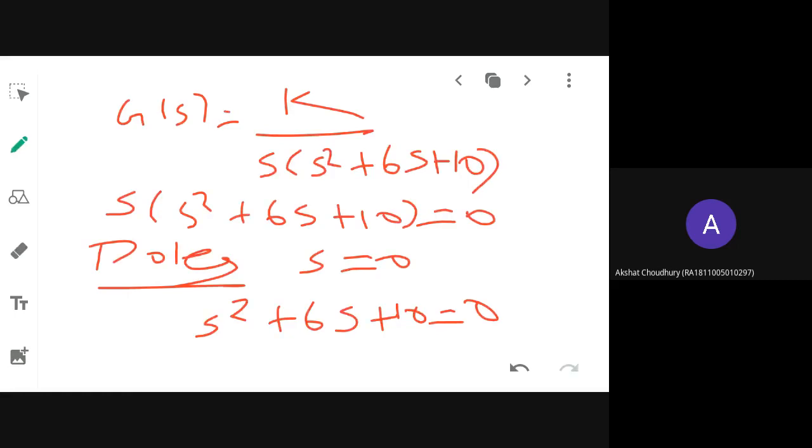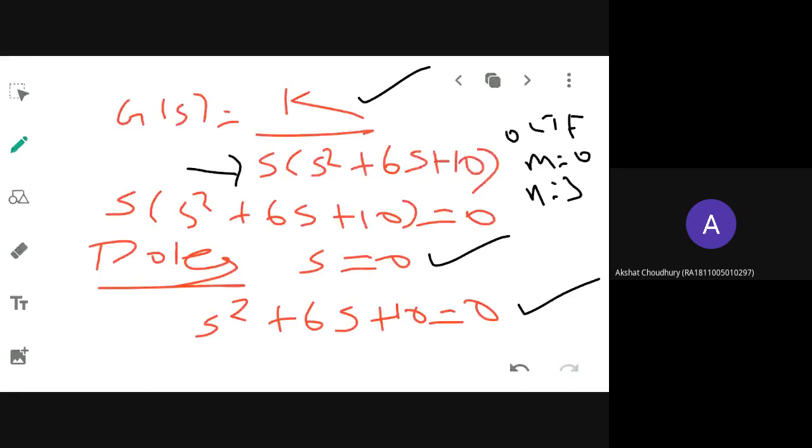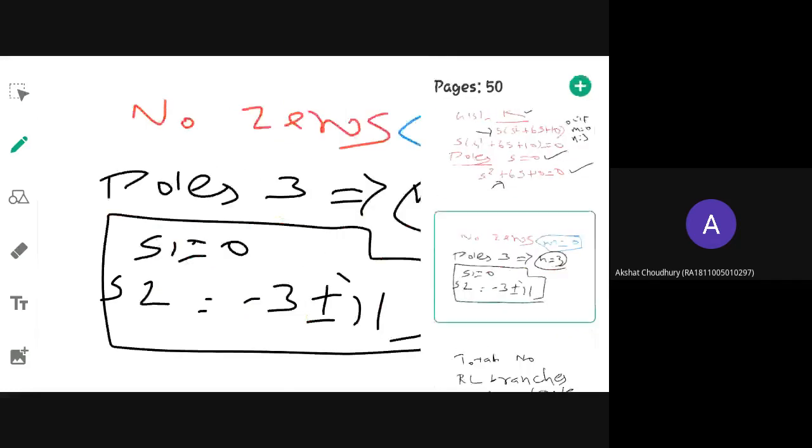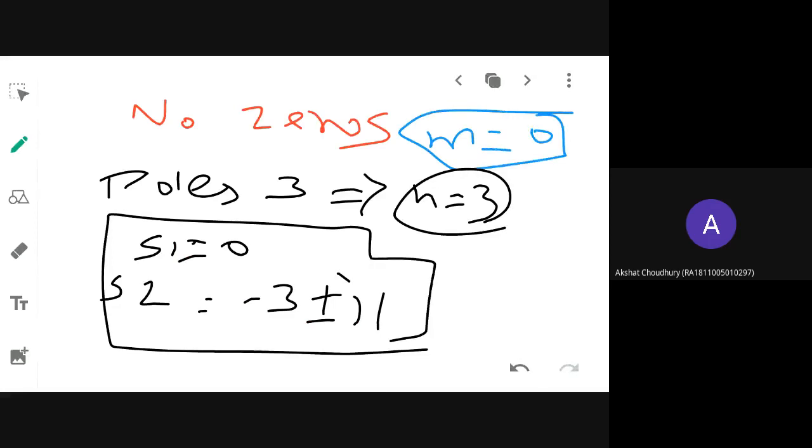If you refer to this open loop transfer function, there is no numerator polynomial, so m is equal to 0, no zeros. The denominator polynomial has three roots, so n is equal to 3, that is your number of poles. One pole is located at the origin; for the remaining two poles you have to solve this quadratic equation. So what are the roots? Minus 3 plus 2j and minus 3 minus 2j.